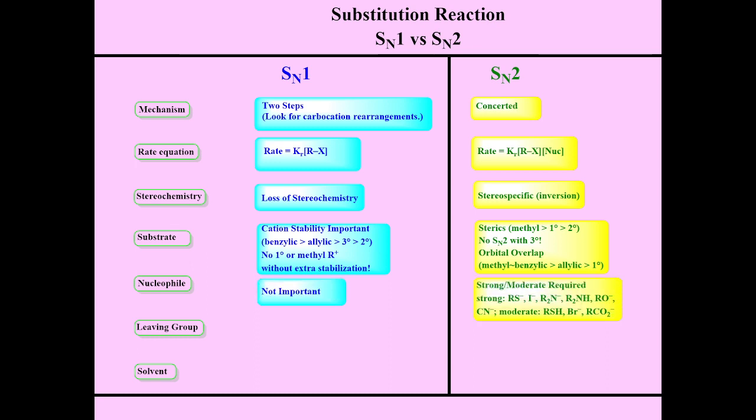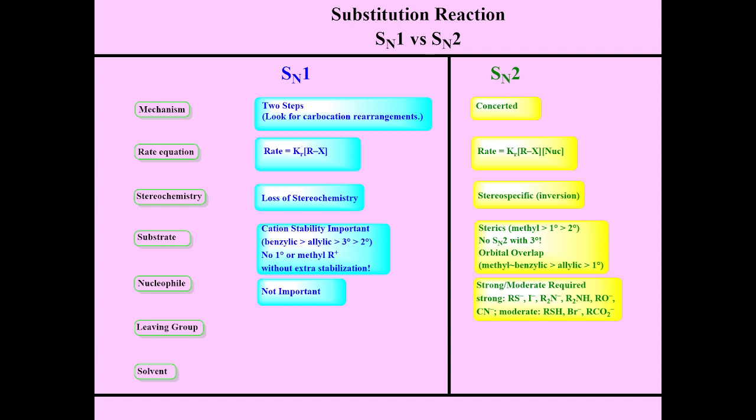In terms of nucleophile, for SN1, the concentration of the nucleophile or the name of the nucleophile is not very important, because it does not appear in the rate determining step. So the concentration of nucleophile is not that important. However, in case of SN2, this is very important because it appears in the rate equation, and preferably a strong or moderate nucleophile, with nucleophilic character, is required in that reaction.